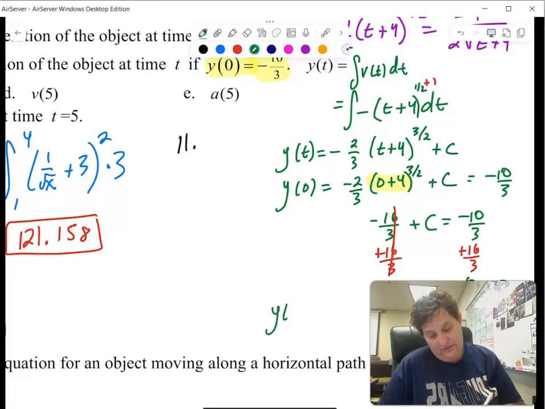So let me go ahead and write my y equation down here. It's -2/3 times (t plus 4) to the 3/2, plus 2.